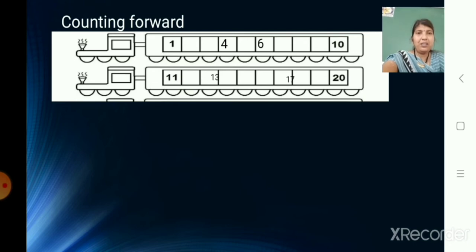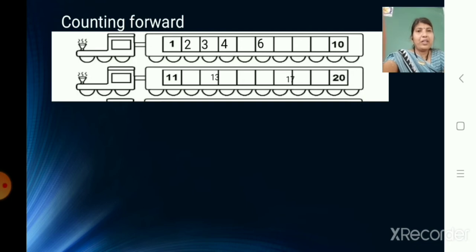So shall we start? Okay. Now here 1 is given. Now 4, 6, 10 are all forward numbers, after numbers of those numbers. So here you have to count forward. If you add 1 to 1, the number you will get is 2. If you add one more to 2, you will get the number 3. So you have to write down 2 and 3 in the given boxes. Yes, you have to write the numbers in the missing boxes.